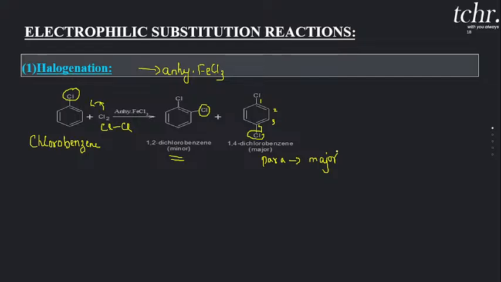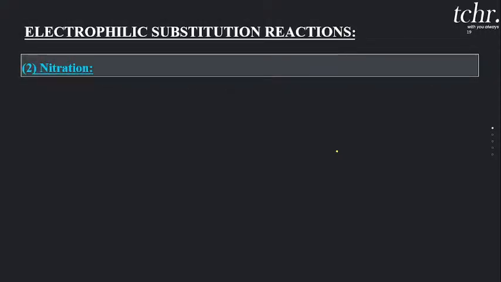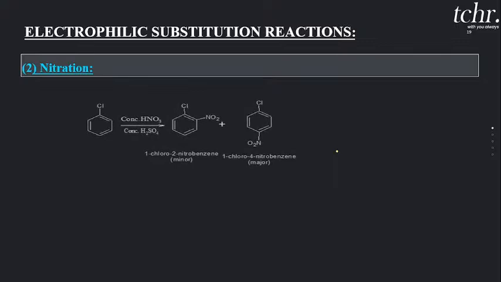So this is about halogenation. The next electrophilic substitution we must study, students, is nitration. So what happens in nitration? Nitration ಅಂದ್ರೇನು? Addition of the nitro group. Nitro group will be added to the ortho and para position.